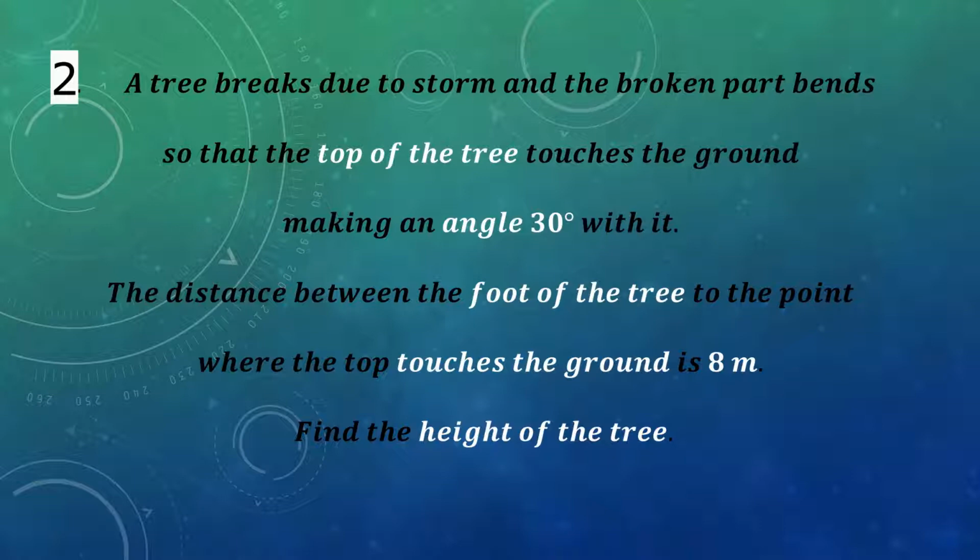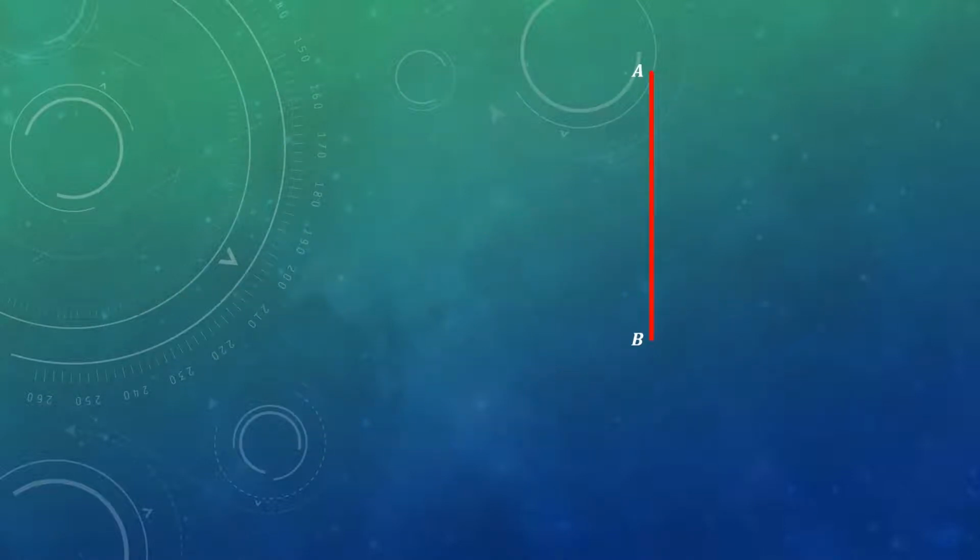So we should be very clear about what the situation is. I'll consider AB to be the tree here. Now this tree is broken due to the storm. Let the point at which this tree is broken be this point here, which is C. When the tree is broken, it will not be standing straight. It will definitely be touching the ground. So the top part, which is point A, touches the ground level. And this is my ground level here. So it looks something like this.